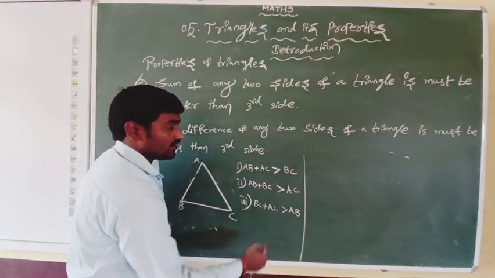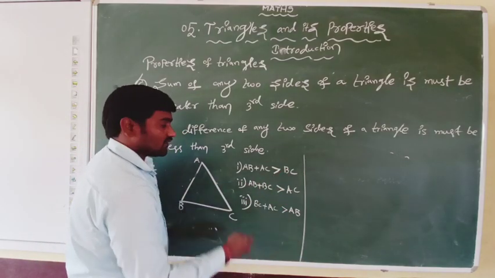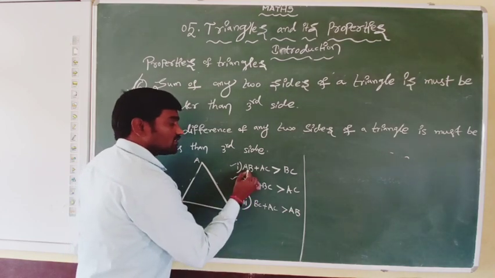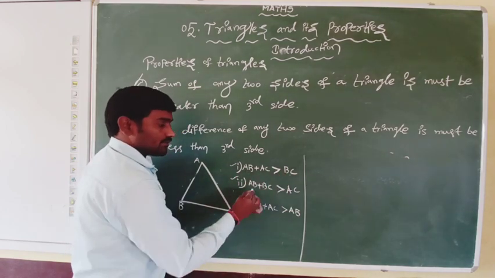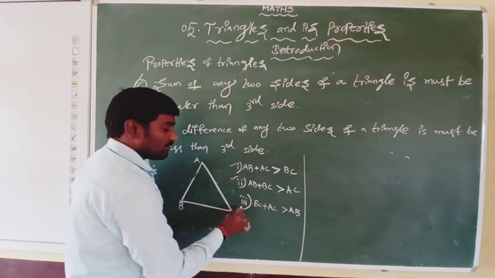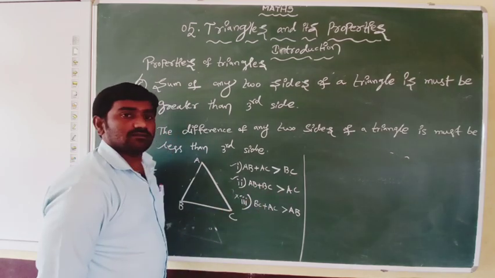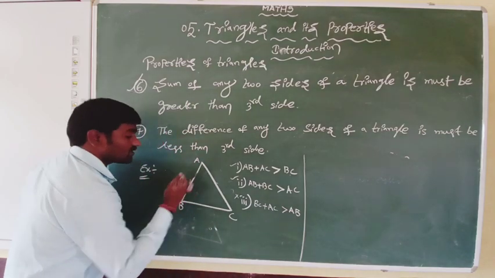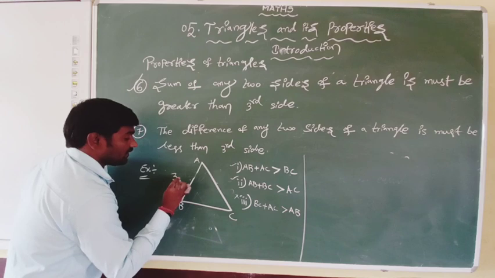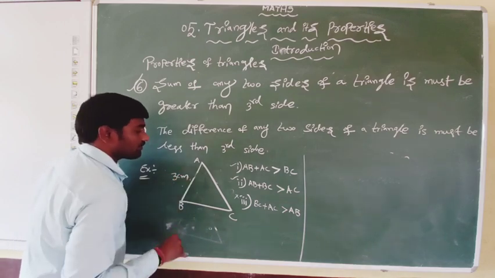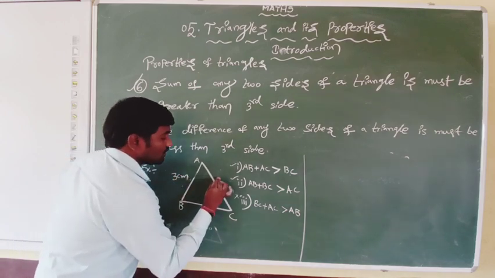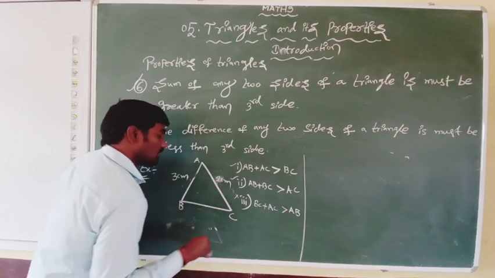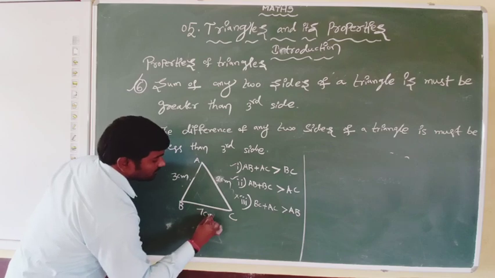This is what you need to do. That is what I have written here. If any one of the conditions is not satisfied, suppose these two are satisfied: AB plus AC is greater than BC, AB plus BC is greater than AC. But if this condition is not satisfied, hence it cannot form a triangle. Remember, let me give you one example: suppose here 3 centimeter and here 8 centimeter, sorry, 2 centimeter suppose, and here there is a 7 centimeter.